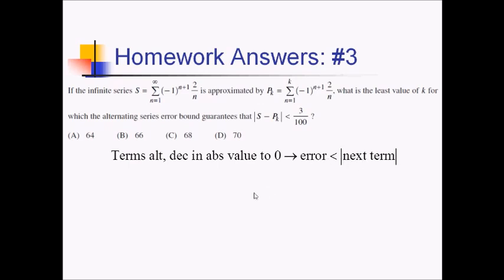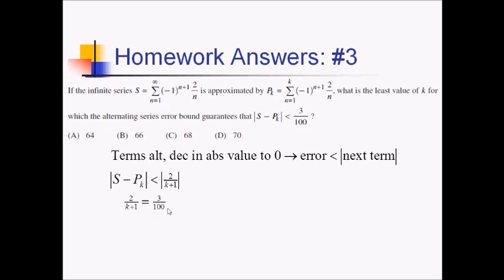So we need to write an expression for the next term in terms of k, and then we'll just set that equal to 3 over 100 and see what k value actually makes that happen. So if I plug k in, the kth term would be 2 over k. So the next term then is going to be 2 over k plus 1. And I don't need to worry about the negative because I'm inside absolute value here. All right, so this 2 over k plus 1 needs to at some point take on a value of 3 over 100. There is some k value that gives us this error threshold.